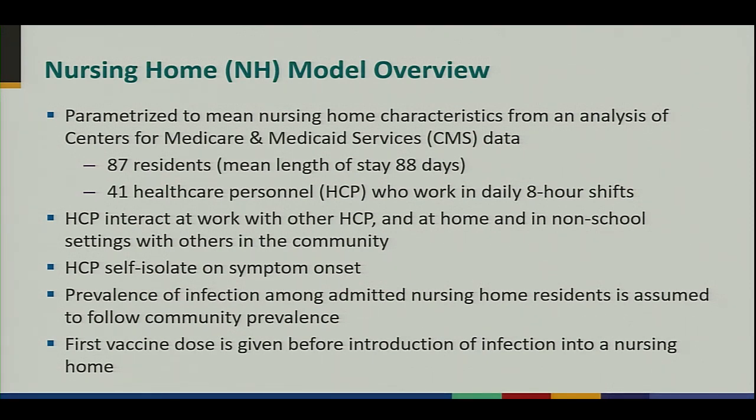We assumed that healthcare personnel interacted at work with other healthcare personnel and at home and in non-school settings with others in the community. Healthcare personnel were assumed to self-isolate on symptom onset, and prevalence of infection among admitted nursing home residents was assumed to follow the community prevalence. The first dose of vaccine in these analyses was assumed to be given before the introduction of infection into a nursing home. Next slide, please.